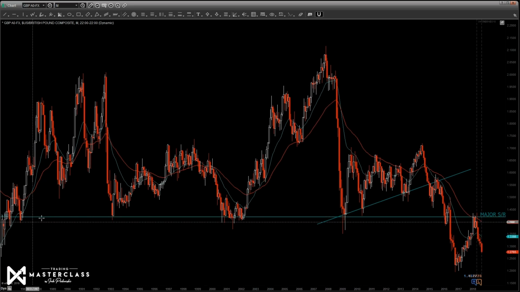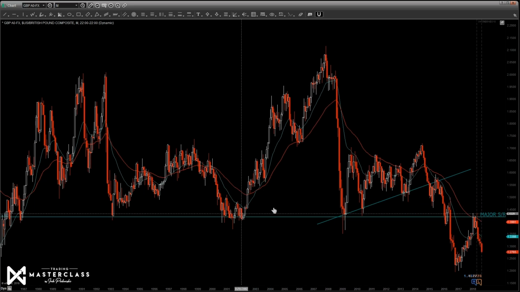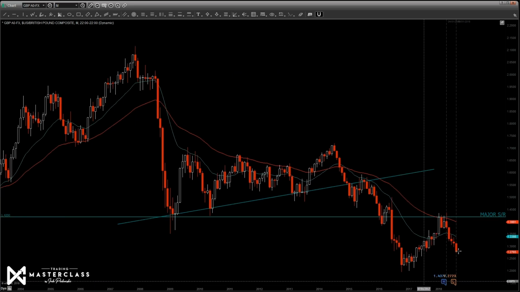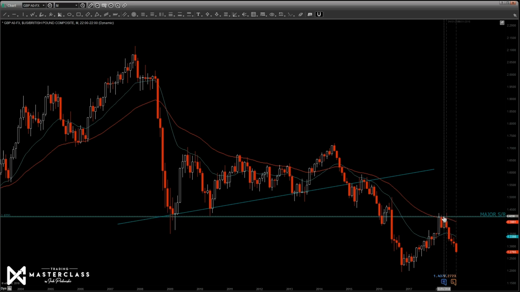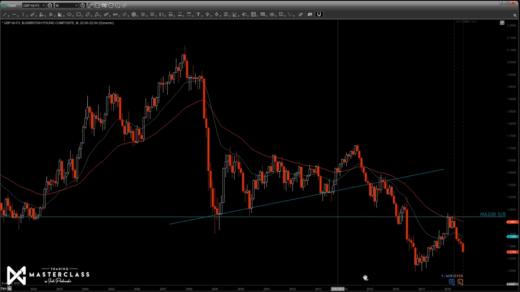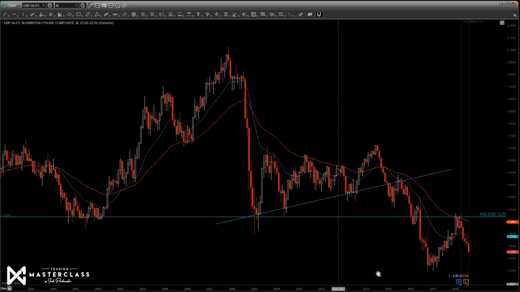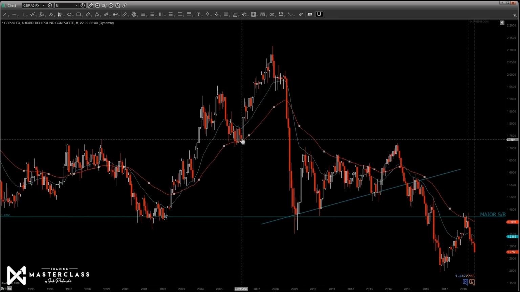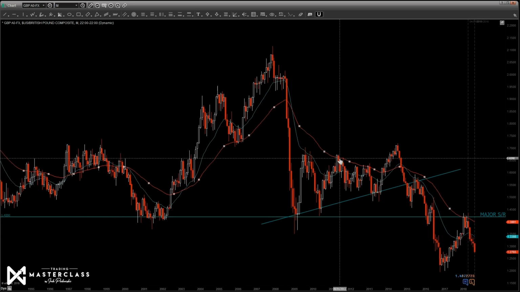Same thing for this horizontal level, the horizontal line. It was support once, twice, 3 times, 4 times. It acted as really good support. Then it broke it, and guess what? It became resistance. It acted as resistance. Another thing to take note of is it's the same thing for the moving average. What was once support will act as resistance.